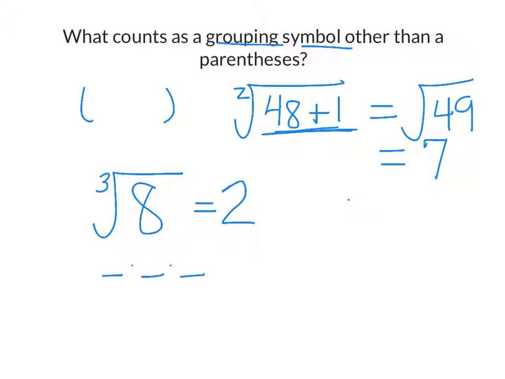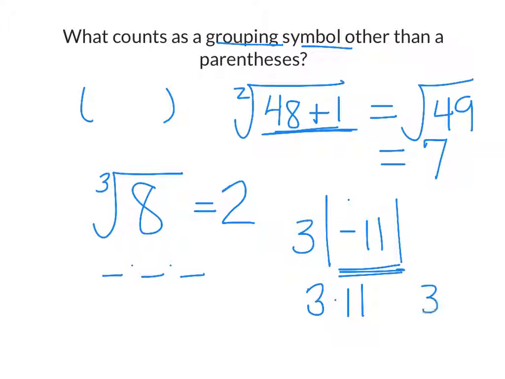Also, absolute value, you'd have to do that first. So let's say it said 3 smashed up against the absolute value of negative 11. You would do this absolute value part first. The absolute value of negative 11 is 11, so you'd end up with 3 times a positive 11, which is 33.